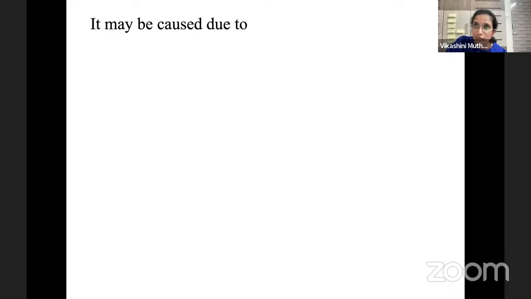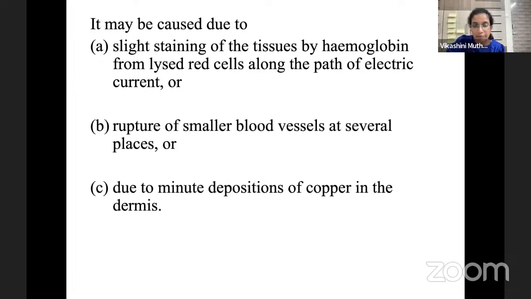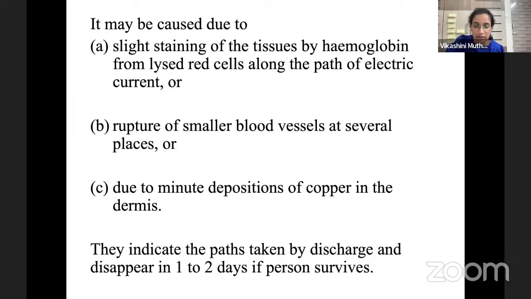Okay, but you should know that the lightning burn does not always cause filigree burns. And before that, what is the cause for this filigree burn? It might be because of the tissues getting stained by the hemoglobin that got released by the RBC lysis, or it can be because of the rupture of small blood vessels at several places, or because of the minute deposition of copper in the dermis. And all this indicate the path that has been taken by the electric current through the patient.